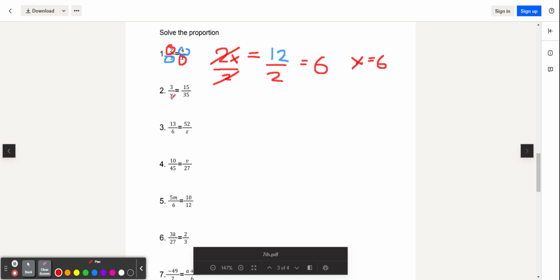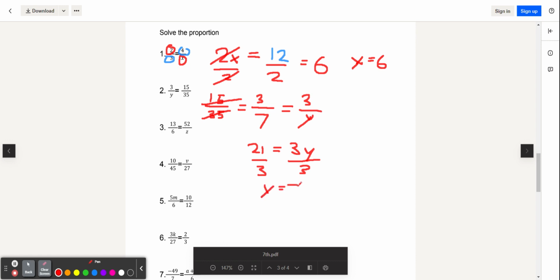Next, 3 over y is equal to 15 over 35. You can make life easier for yourself, although this isn't strictly necessary, by noting that 15 over 35 can be simplified. Both are divisible by 5. So if you divide 15 by 5, you get 3. You divide 35 by 5, you get 7. And then if we re-add the original 3 over y, we can cross multiply. 3 times 7 is 21, 3 times y is simply 3y, and we divide to get y equals 7.